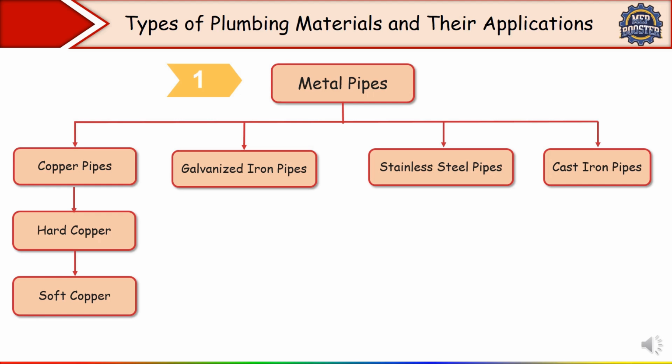Now the question is, what is the application of metal pipes, where are we normally using them? As I told you, in water supply systems, hot and cold, drainage and waste systems, firefighting systems, HVAC refrigerant pipes, and industrial applications, normally we are using metal pipes.